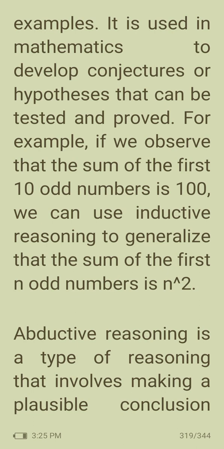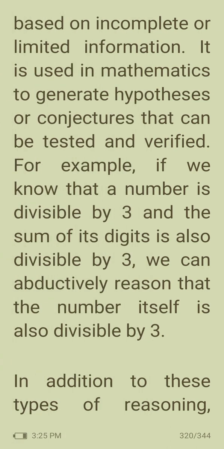Abductive reasoning is a type of reasoning that involves making a possible conclusion based on incomplete or limited information. It is used in mathematics to generate hypotheses or conjectures that can be tested and verified. For example, if we know that a number is divisible by 3 and the sum of its digits is also divisible by 3, we can abductively reason that the number itself is also divisible by 3.